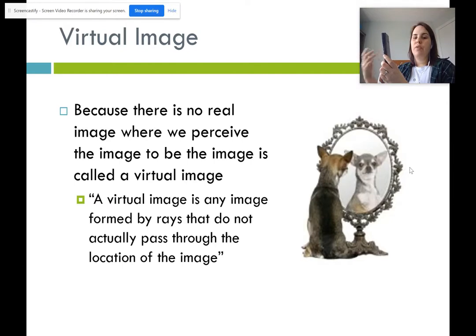Okay? So a virtual image is any image formed by rays that don't actually pass through the location of the image. So if this is my mirror, it looks to me like there's a Miss Zuliani standing right here, but because there's actually no light getting here, all of the light's just bouncing back towards my eye, none of the light actually gets in behind the mirror, this is a virtual image. So because where it looks to me like the dog is or my face is, there's no light there, that's called a virtual image.